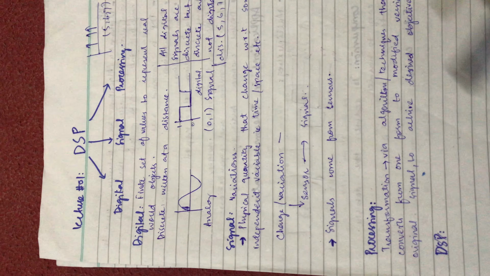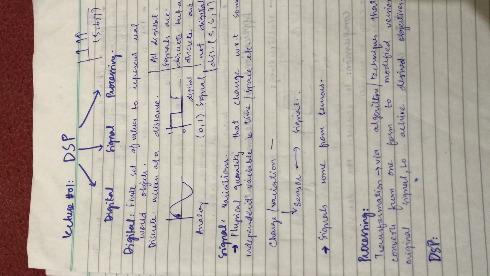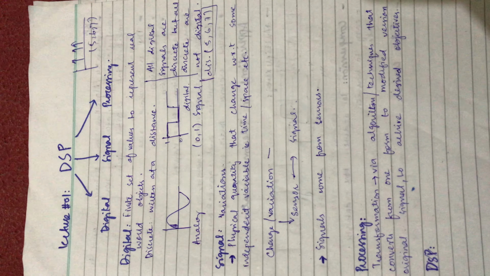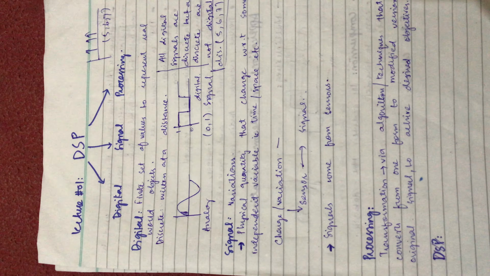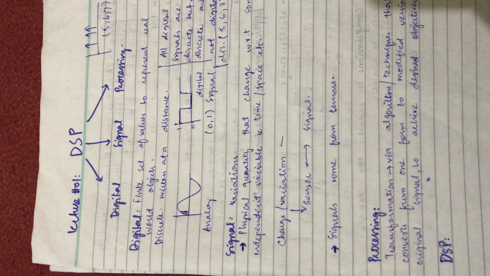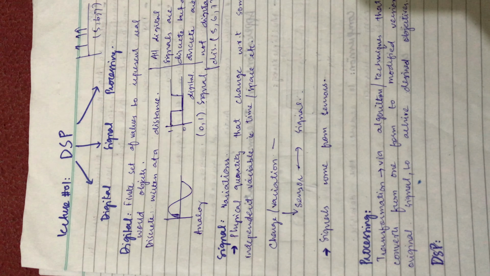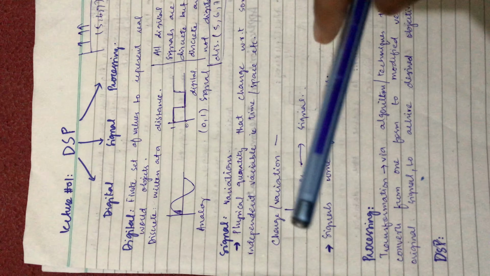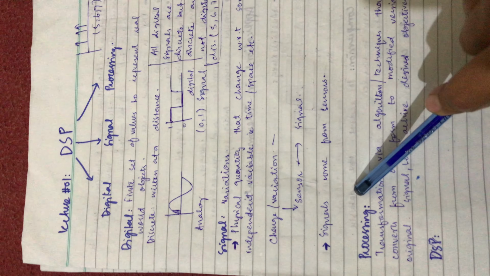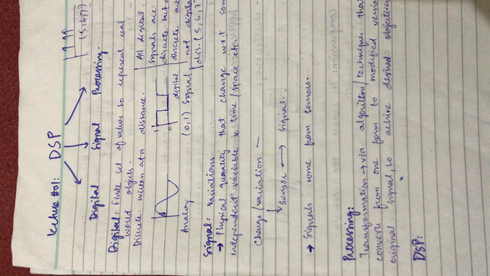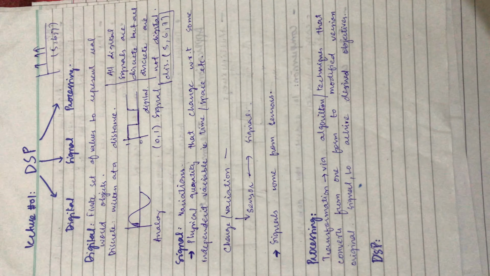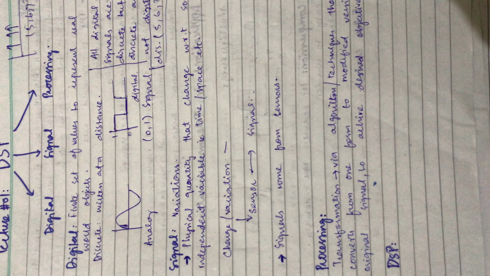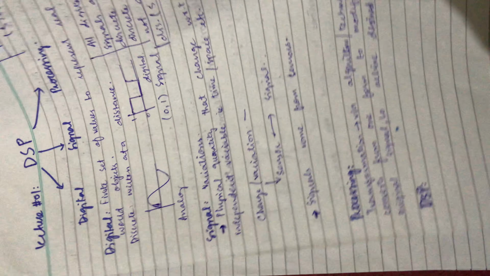Signals are the variations of any physical quantity which is changing with respect to any variable. A signal is any varying thing, and signals come from sensors. Where there is a change, it is sensed through the sensors, and the output of that sensor is called a signal. Then processing is the transformation via some algorithm or techniques that converts the original signal into a modified version, to get our desired signal.